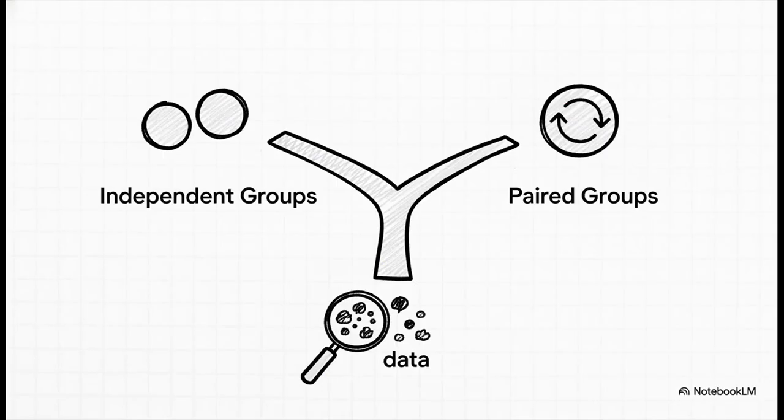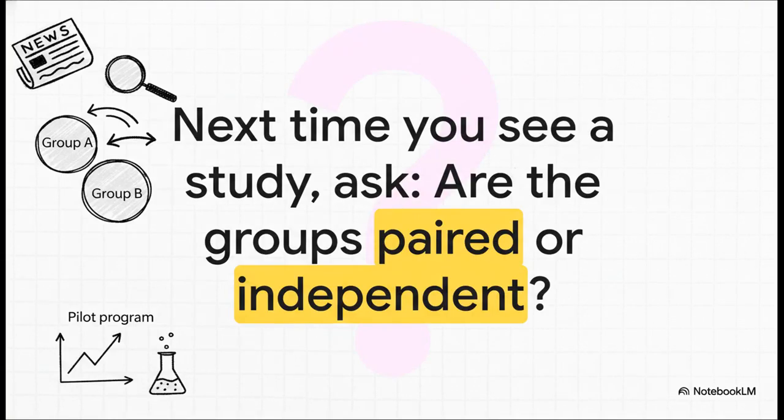So the most crucial point, the main takeaway here is this. Before you even think about formulas or crunching numbers, just look at your data. Are your groups separate or are they paired? The answer to that one question tells you exactly which t-test you need to use. And that right there is the key insight.